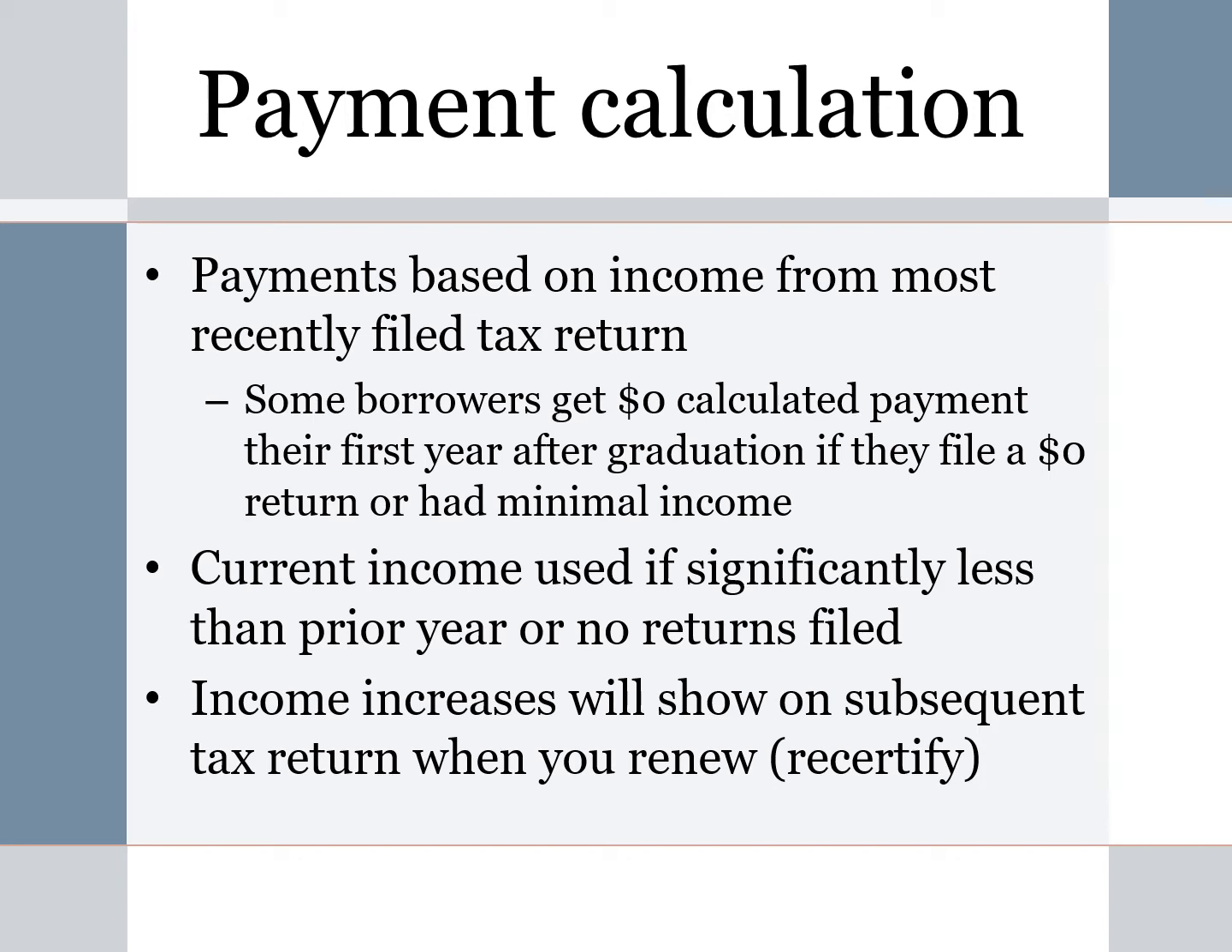We're going to look at married borrowers in a moment, but suppose someone was married and their spouse made $50,000 last year, but he or she has lost their job or their hours have been cut back and they have significantly less income this year. The borrower can let the loan servicer know that last year's tax return is not indicative of what kind of income they have now. So remember, the calculation is based on last year unless the current income is significantly less than what is reflected on the prior year tax return. Look at that third bullet. Income increases are going to show when you renew or recertify the following year.